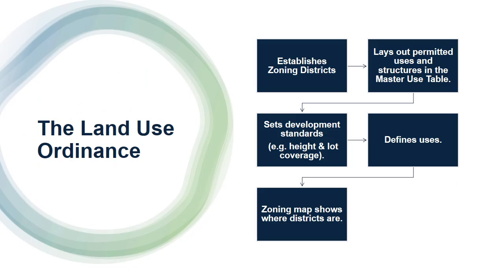But first, let's do a quick big picture review of the land use ordinance. This is where the zoning districts are established and development standards like height and lot coverage are set. The master use table specifies which uses are allowed where. Articles 3, 4, and 5 specify the development standards for each use, and Article 10 houses definitions for each use. Finally, it establishes that the zoning maps show where the districts are.